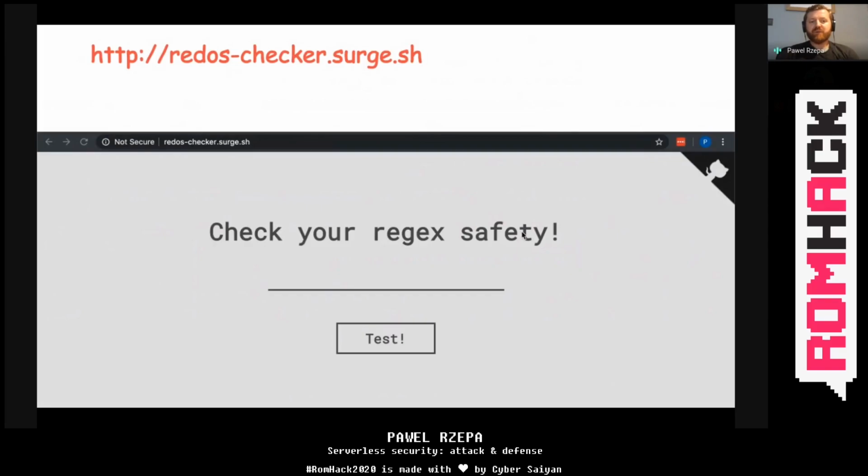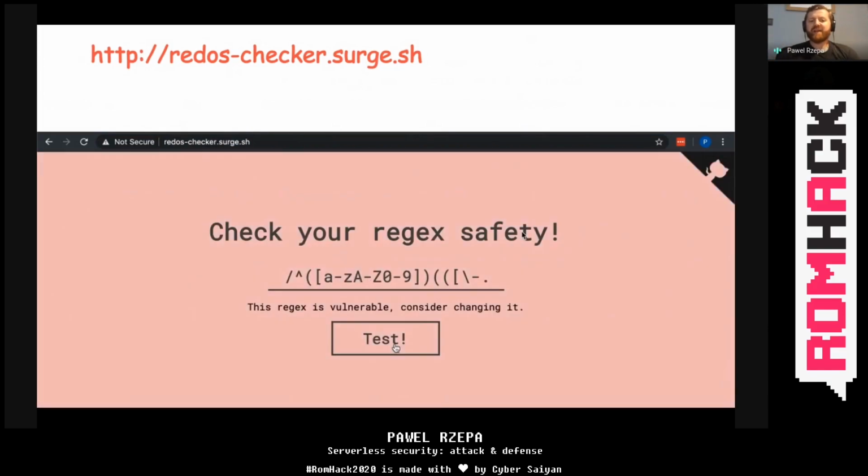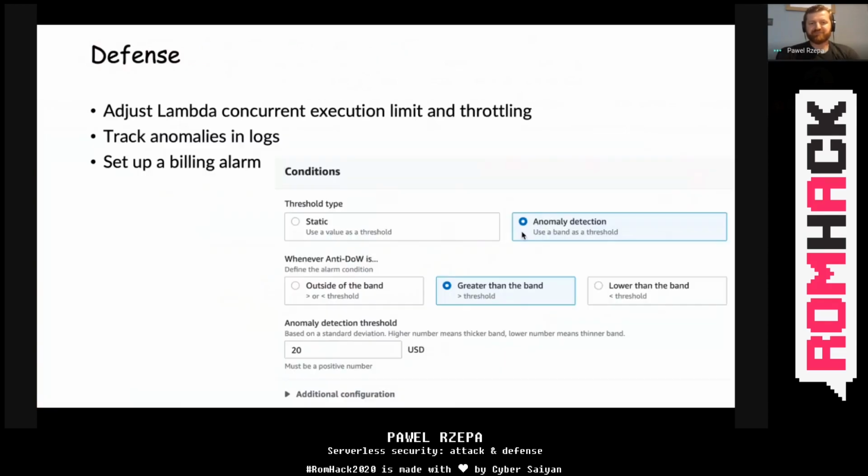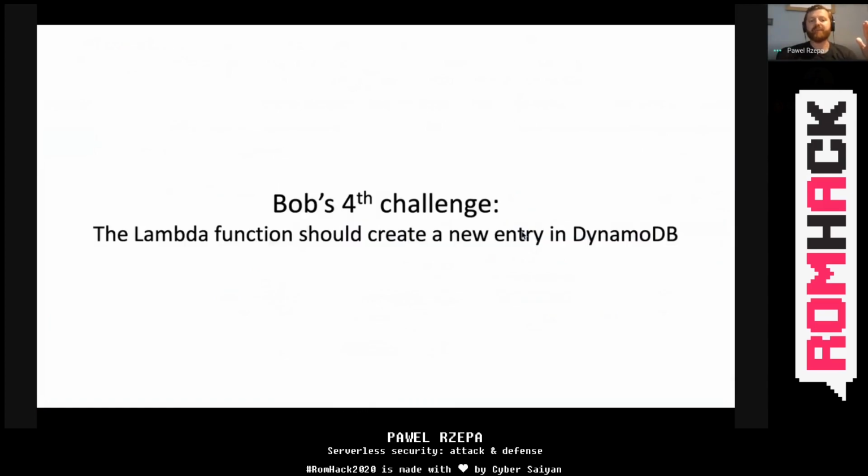So what can you do? First of all, if you have a regular expression that you are not sure about, you can use the website called redos-checker.sh, and you can simply copy paste the regex there, and you would be notified if it is vulnerable or not. Furthermore, you should verify any anomalies in logs. You can also set up a billing alarm that will notify you if your billing is going too high.